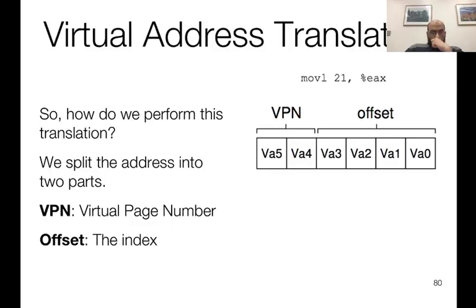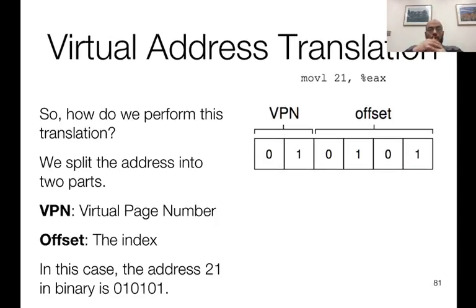Basically, you have something called the virtual page number, and you have an offset, which is the index. The way we do that, we split any address into 2 parts: the virtual page number and the index. So in this case, your virtual page number is 1, and your offset is 5.